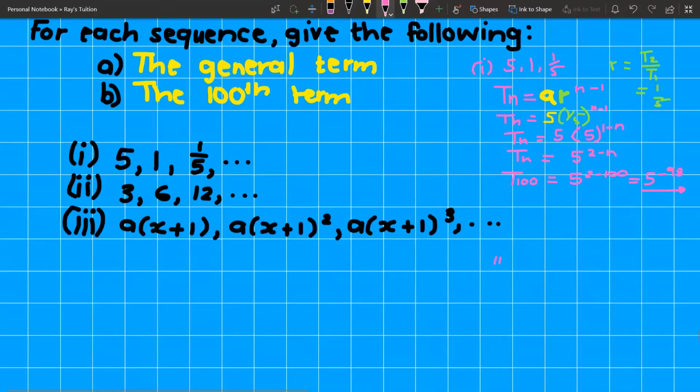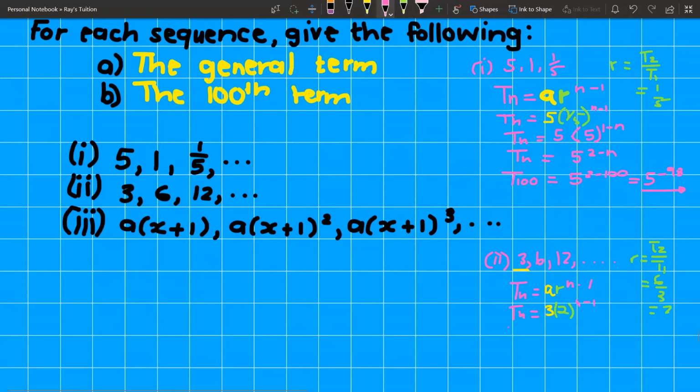For the second one, we have 3, 6, 12, and so on. Again, our formula is Tn equals A R to the power of n minus 1. To solve for Tn, we're going to have to substitute A and R. A is our first term, which is 3, and R is our common ratio, which we can get by dividing any term by the term before it. So T2 divided by T1 is 2, so our R is 2, to the power of n minus 1.